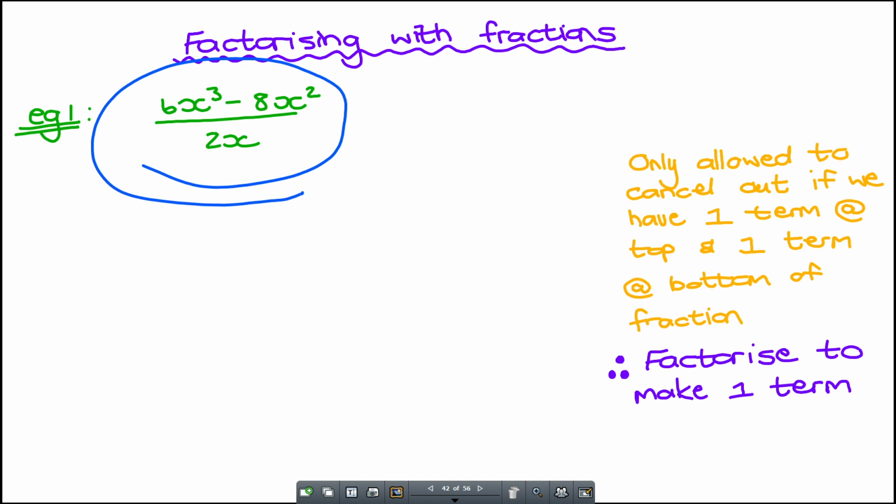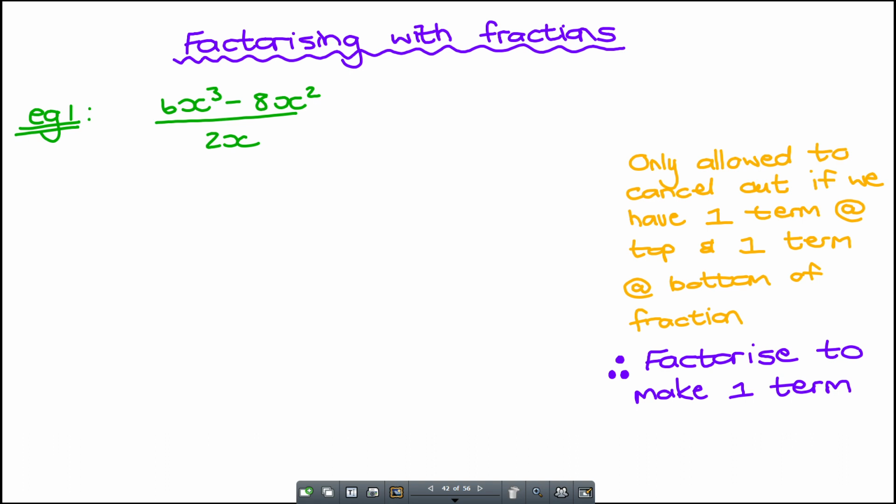2. How many terms at the bottom? 1. So am I allowed to cancel out? No. Okay? I know some of you might want to break it up and put everything that I have at the top separately over the 2x. Yes, you could do that, but you'll see in the next few examples it gets a bit more complicated. Then I don't have just one term at the bottom.